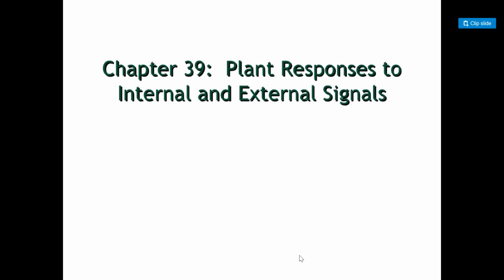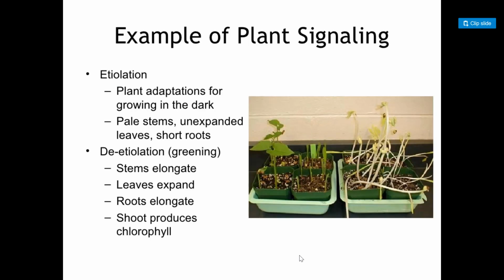Chapter 39 is basically about how do plant cells communicate with other plant cells, and how do plant cells detect features in their environment that they need to respond to. And chapter 40 is how do animals do that, and these are the last two really big topics. I mean, really, this is one topic, and that's communication. And it's big.